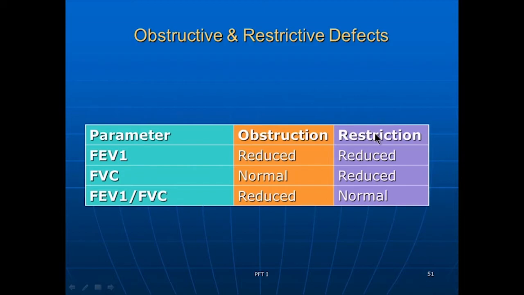In someone who is restricted, we said that they can't get the volumes in, so they can't get the volumes out. So if they have a decreased FEV1 and a decreased forced vital capacity, the ratio is going to be normal because these are both decreased. So again, the ratio will be normal between the two.